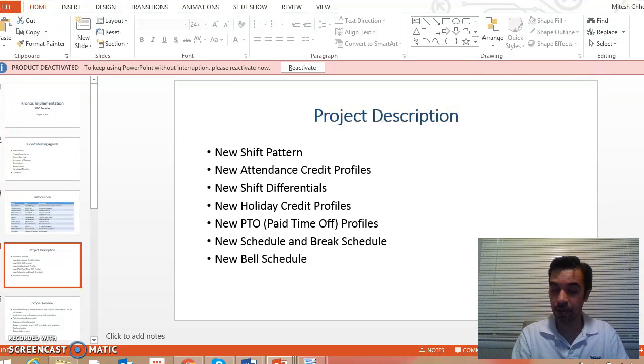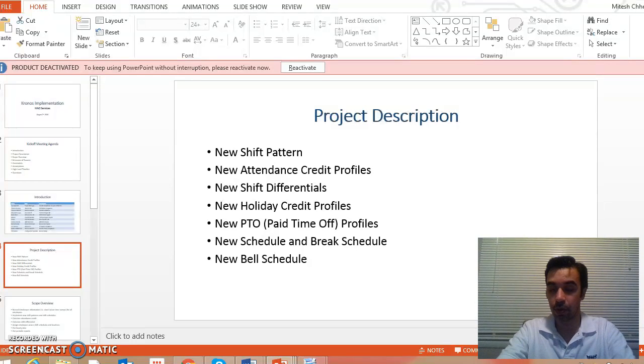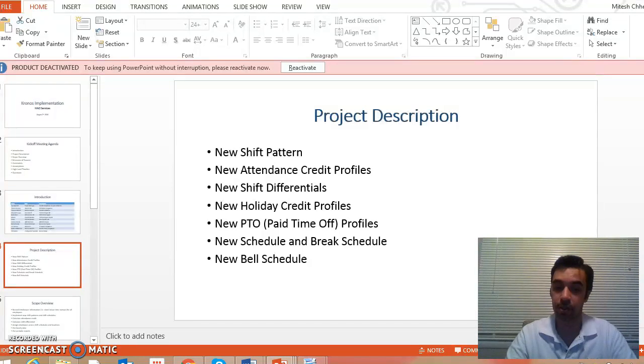Similarly, we're going to be working with new attendance credit profiles. All of the TMs, or team members, are going to have brand new credit profiles as far as attendance is concerned. You all have worked in your respective areas, and you all know what attendance credit profiles are. Similarly, you all know what shift differentials are. The only difference is that because we're going to be implementing a fourth shift, there are going to be new shift differentials. Similarly, new holiday credit profiles, new paid time off profiles, new schedule and break schedule, and new bell schedule according to the new schedule.